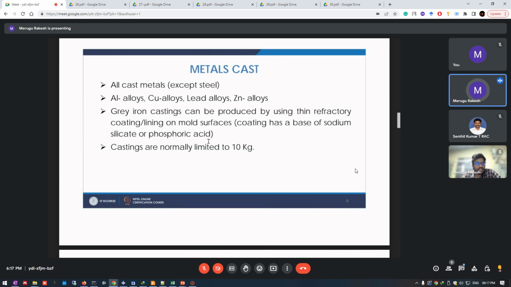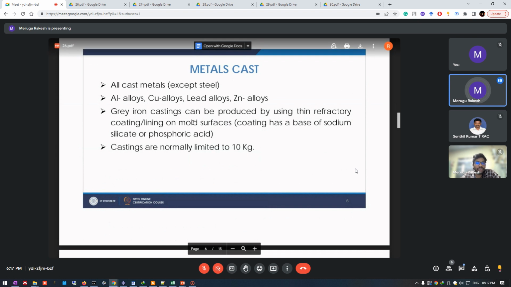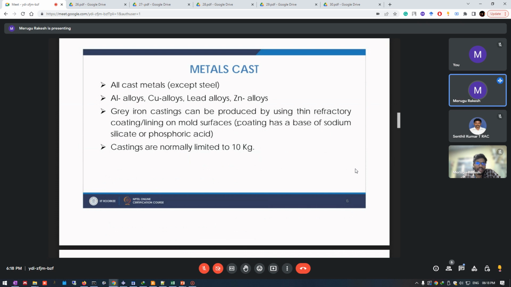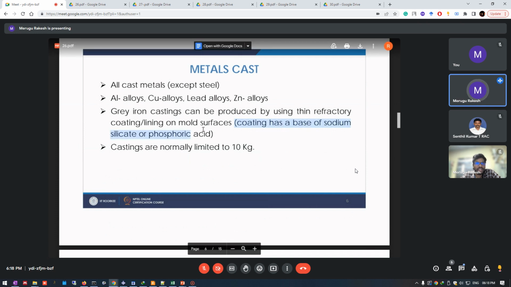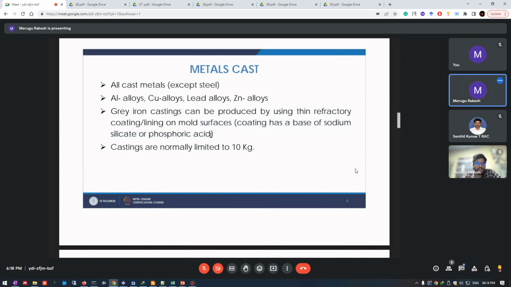and zinc alloys, which, except copper, are below 600 degrees melting points, like low melting points. Copper ranges around 900 to 1000 degrees Celsius. If you want to use this for high temperature, we use a refractory coating, which is made of sodium silicate or phosphoric acid. This is the limitation in permanent mold casting, that castings are limited to 10 kgs. We will not go more than 10 kgs in this permanent mold casting.